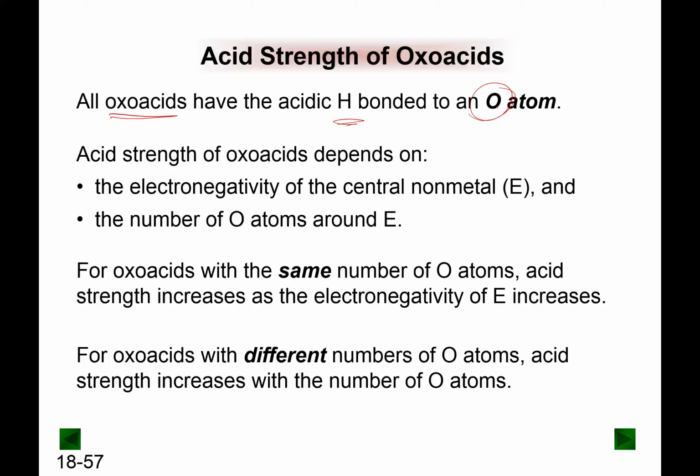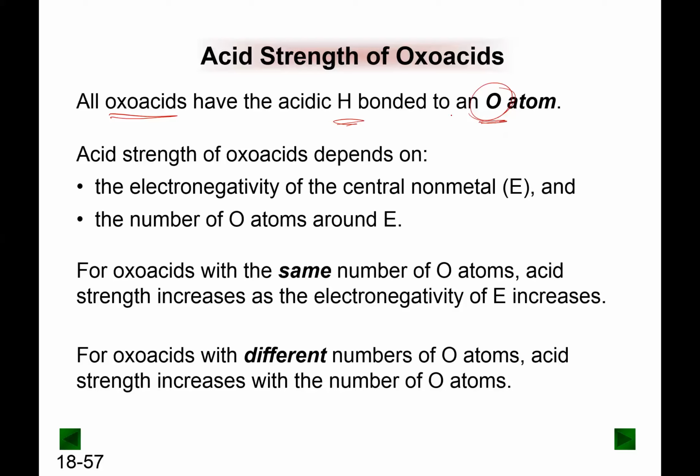Okay, so if you have, say, something like sulfuric acid, where you have sulfate with two hydrogens associated with it, those hydrogens are going to be bonded to the oxygens of that sulfate. So sulfate would be an example of an oxoacid.